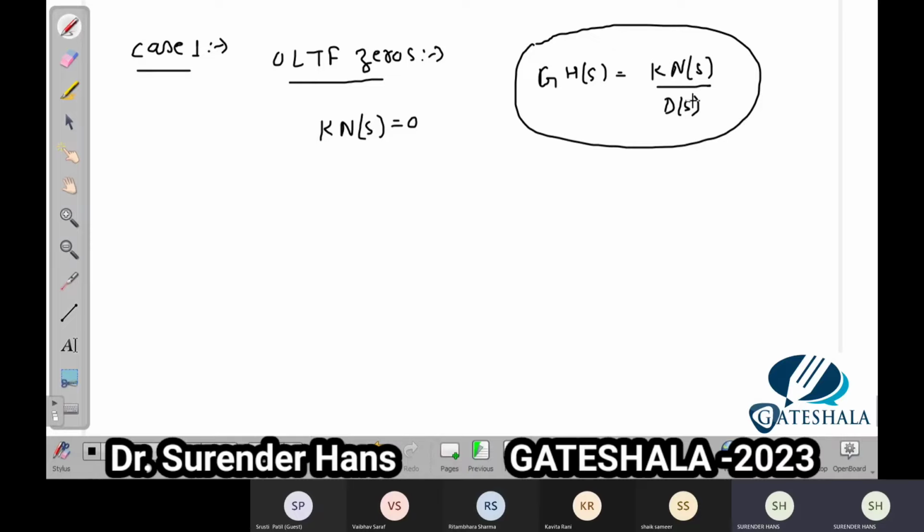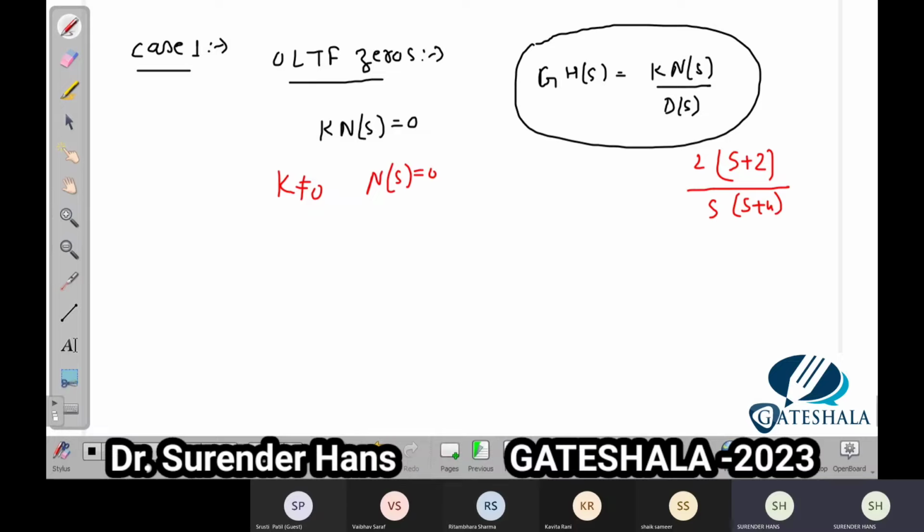Very simple. Suppose let me just take an example to understand how the open loop transfer function zeros are given by K N(s) is equal to 0. Suppose the example is 2(s+2) divided by s(s+4). What are my open loop zeros? Because K is not equal to 0, K is some finite value, N(s) is equal to 0 gives me the open loop zeros.